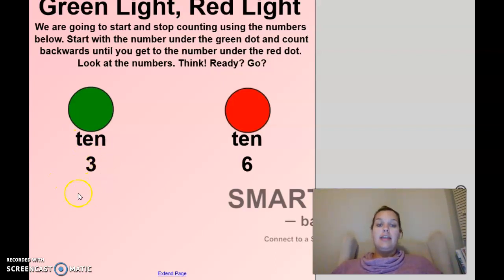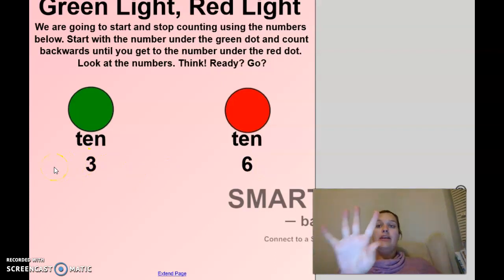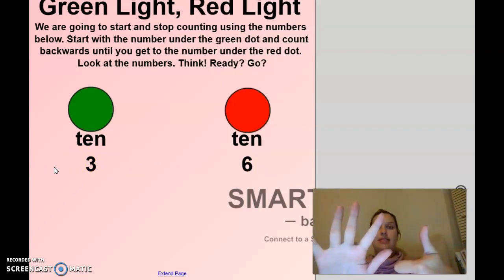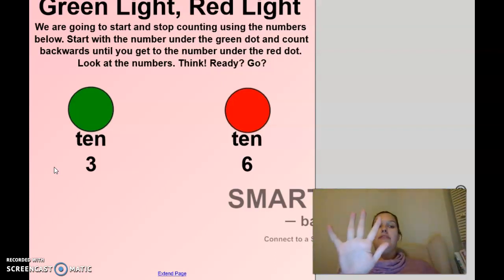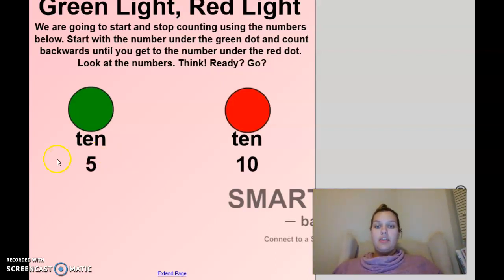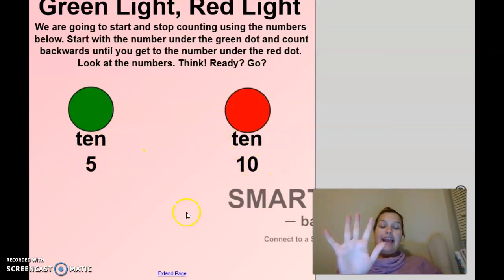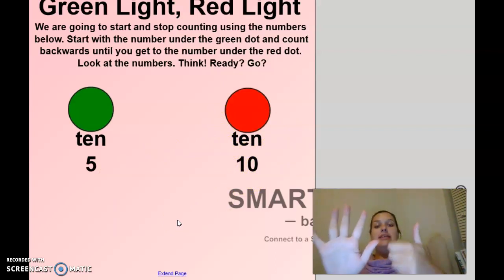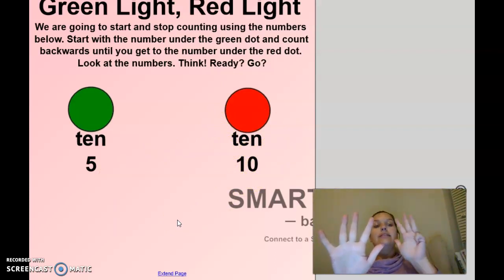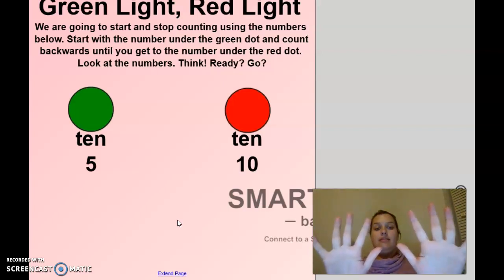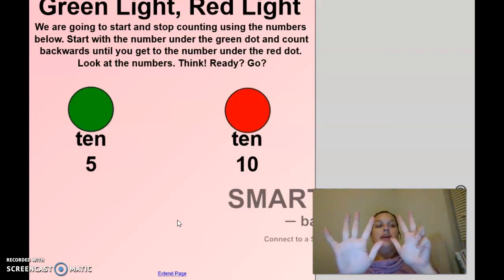Now we're going to start at 10, 3 and go up to 10, 6. Great job. 10, 3, 10, 4, 10, 5, 10, 6. Let's count back. 10, 6, 10, 5, 10, 4, 10, 3. 10, 5, and we're going up to 10, 10. Very good. 10, 5, 10, 6, 10, 7, 10, 8, 10, 9, 10, 10. Now back down: 10, 10, 10, 9, 10, 8, 10, 7, 10, 6, 10, 5.